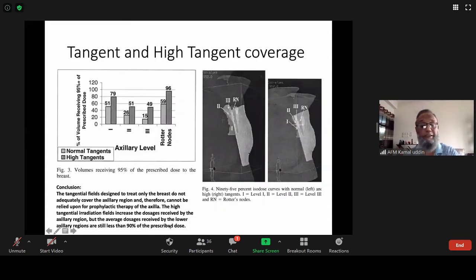And this was an interesting paper, and they have shown that with a normal tangent, the coverage of level 1, level 2, and level 3 is very poor. Even with high tangent, the coverage is not fairly optimum. So what we are treating with a normal tangent, probably we are missing something.